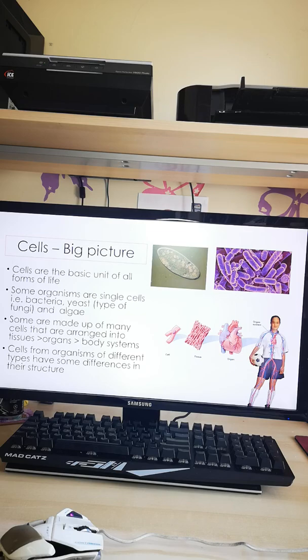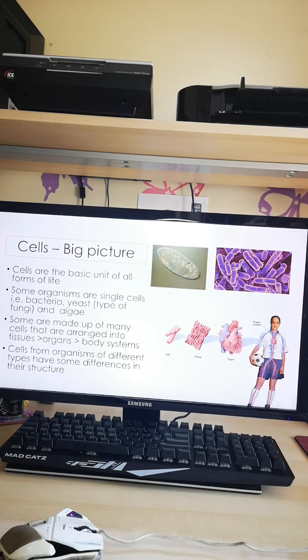Then you would have been thinking in your GCSE studies about the fact that some organisms are more complicated than that. They're multicellular organisms, and so they're made up of many cells that are arranged into tissues and organs and body systems.